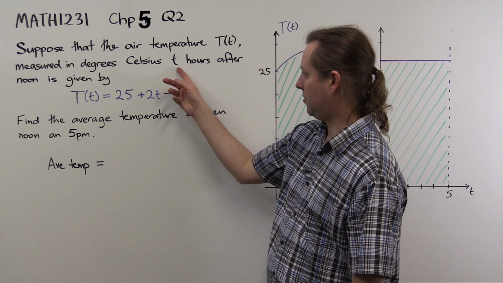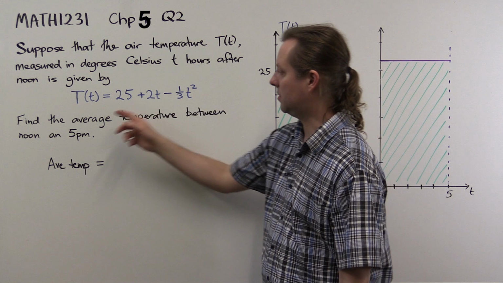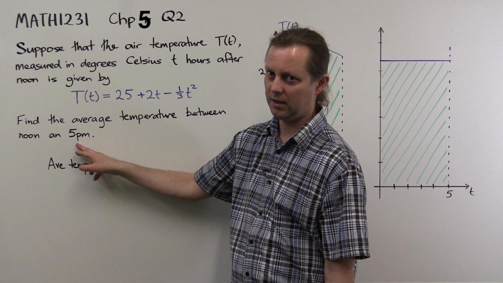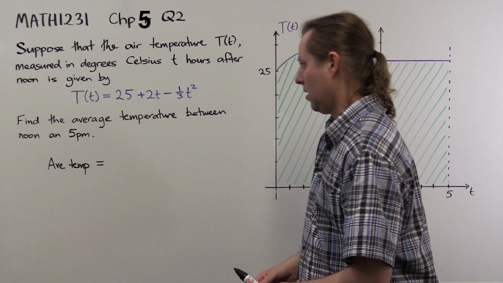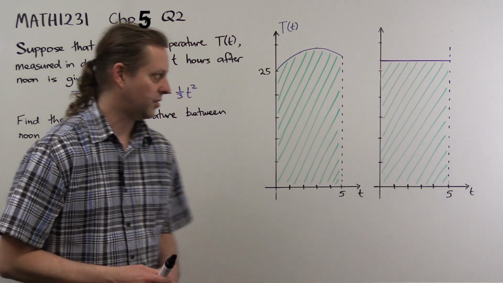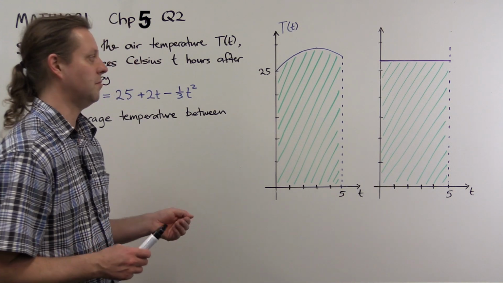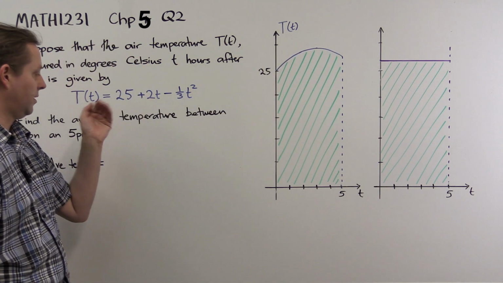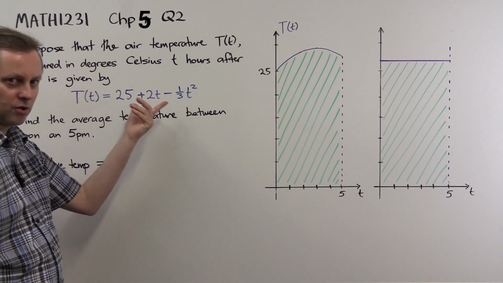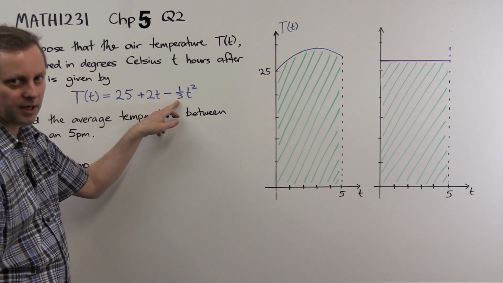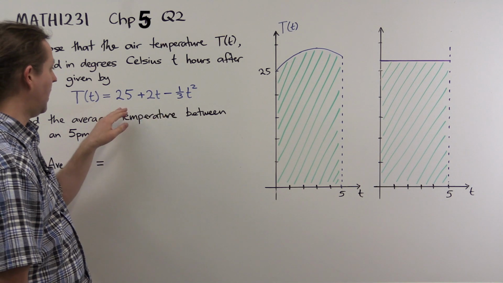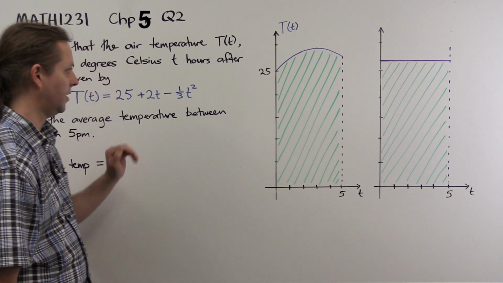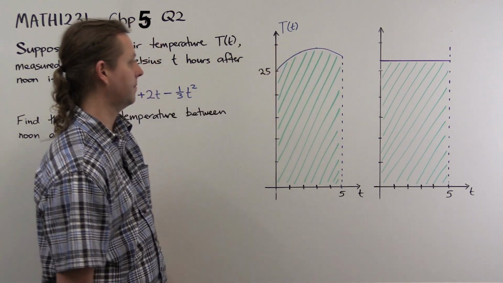Because time is measured in hours after noon, noon will be when t equals 0, and 5 p.m. will be when t equals 5. Before I calculate the average temperature, I'll mention what it actually means. Here I've drawn a graph of the function, which is straightforward because it's just a quadratic. The leading coefficient is negative, so it has a maximum, and you can work out where that occurs either by calculus or completing the square, and you'll get this blue curve.